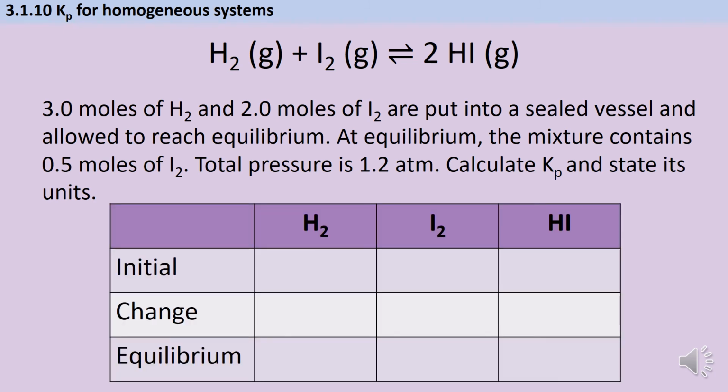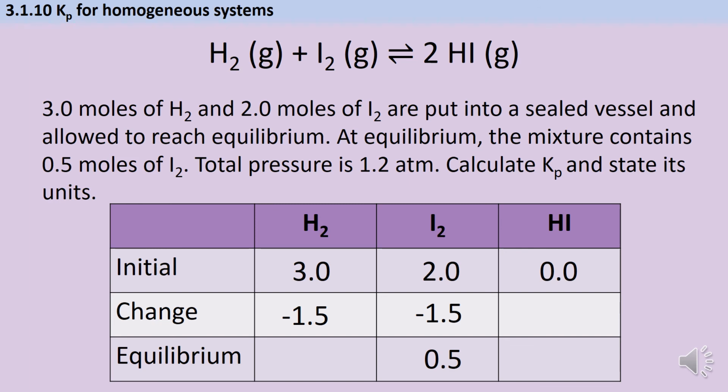At the start of the reaction, there are 3 moles of hydrogen and 2 of iodine, and since the question doesn't tell us there's any hydrogen iodide, we assume that it's 0. By the end of the reaction, there's only 0.5 moles of iodine left, so that's a change of 1.5. Since there's no coefficient for hydrogen or iodine in the symbol equation, that means that hydrogen will be used at the same rate as iodine, so we also lose 1.5 moles of hydrogen.